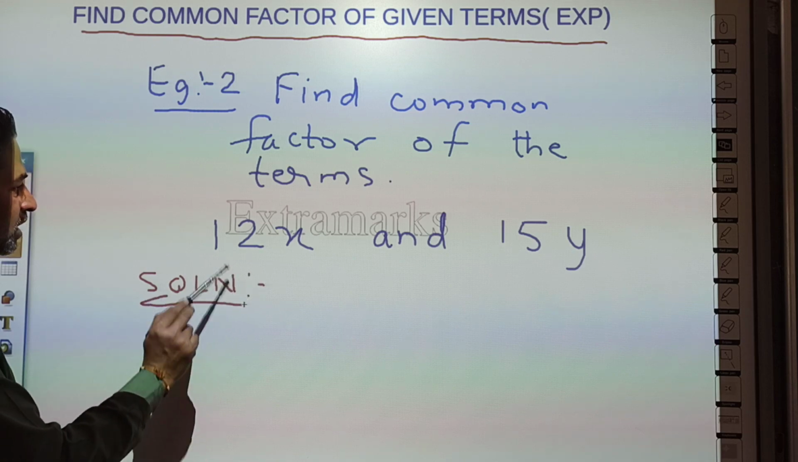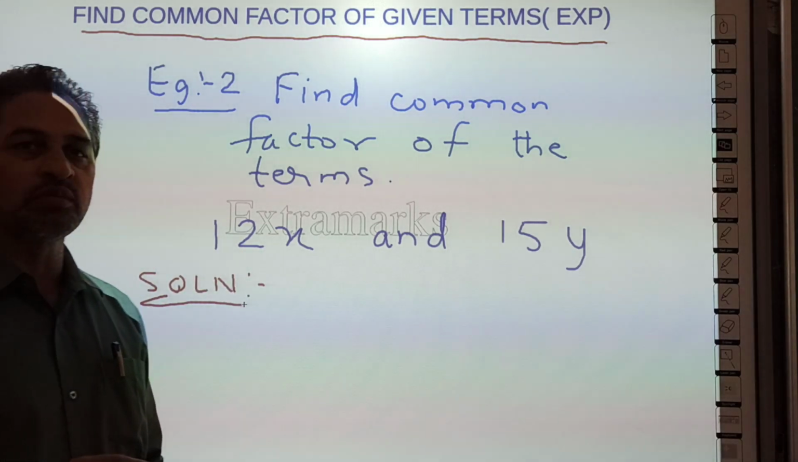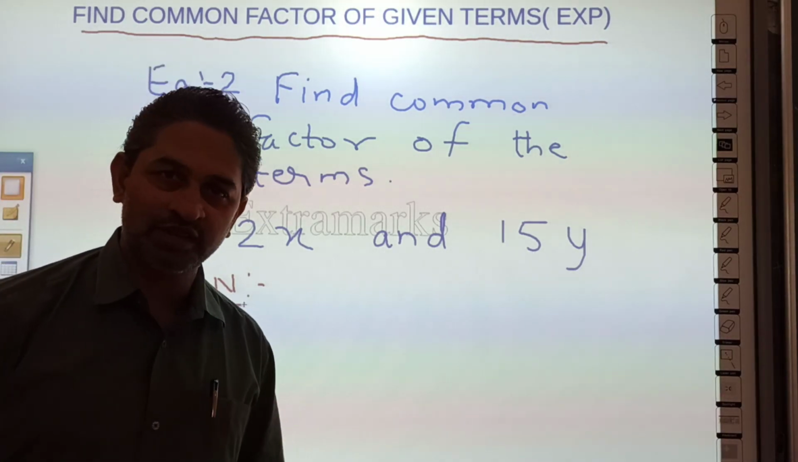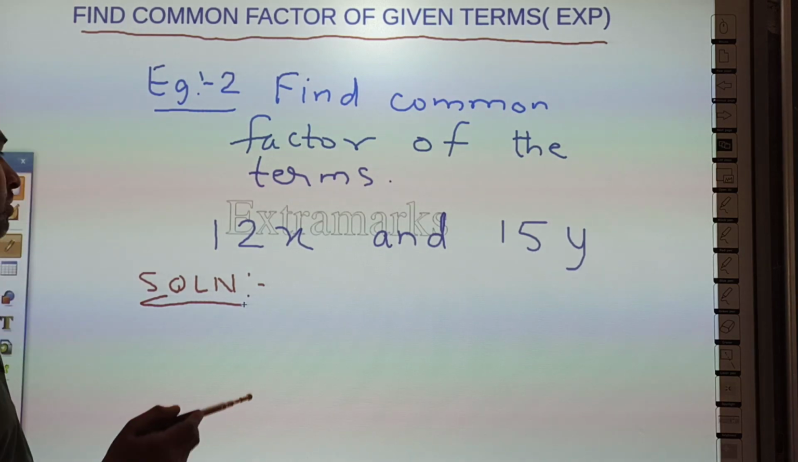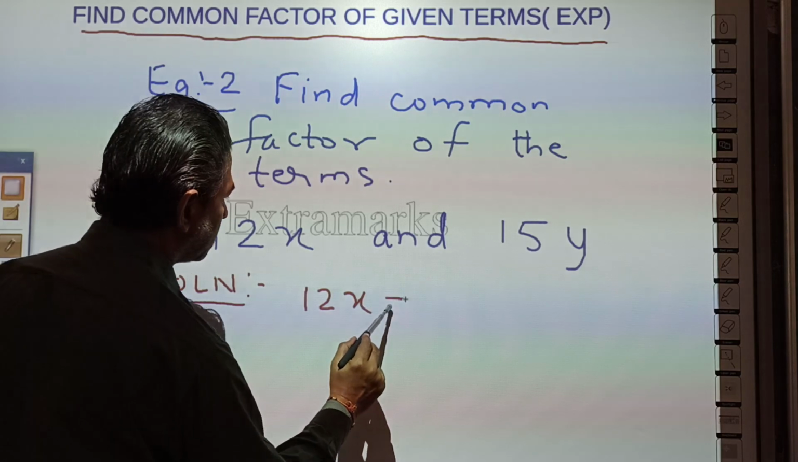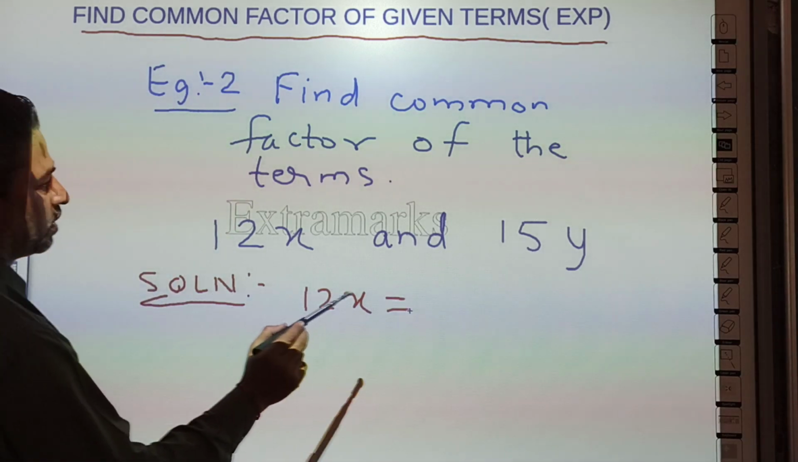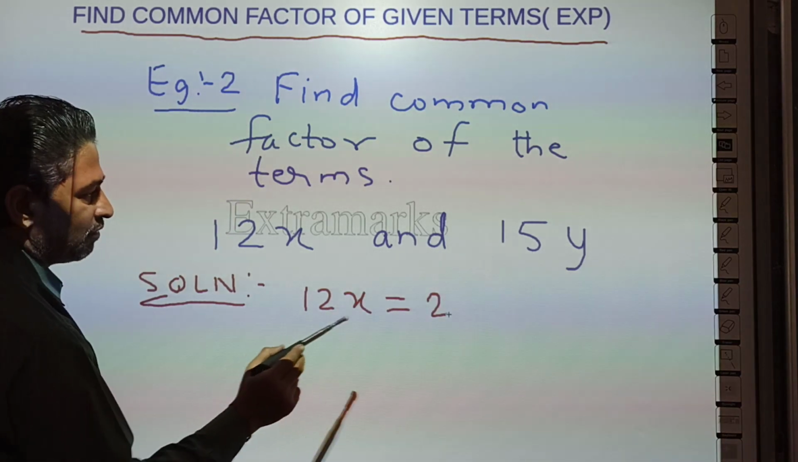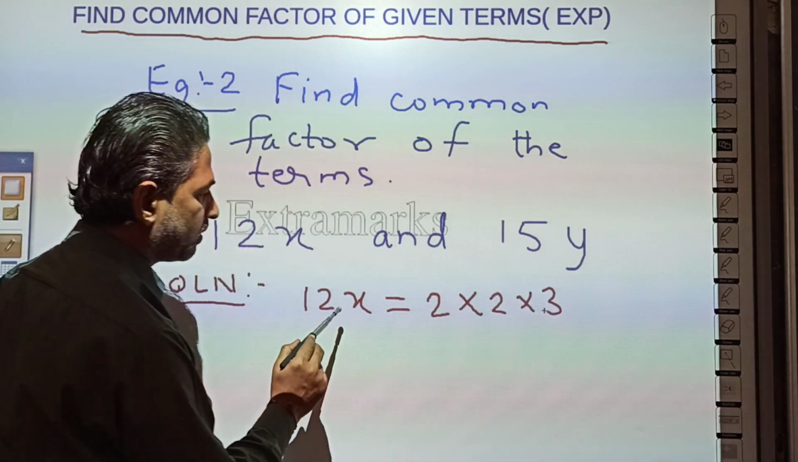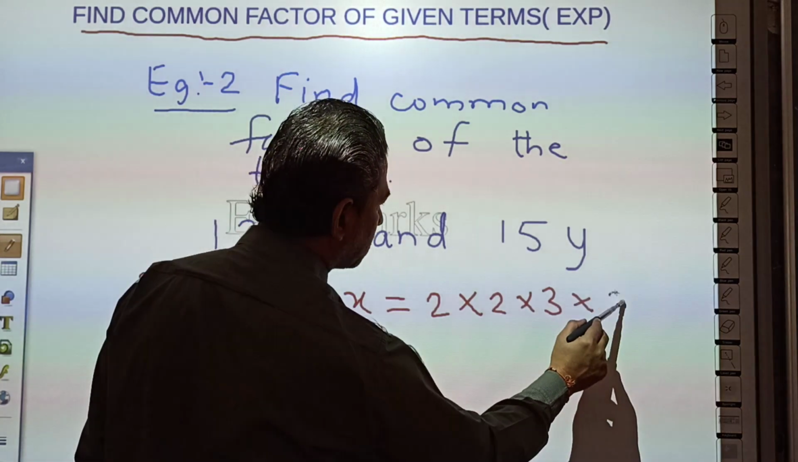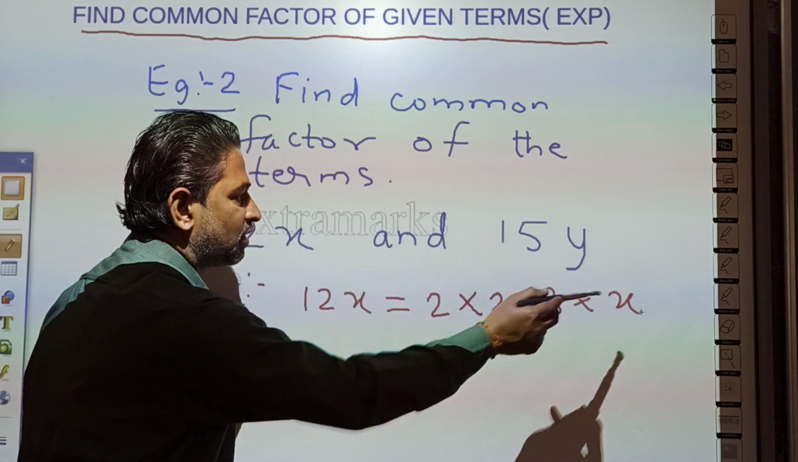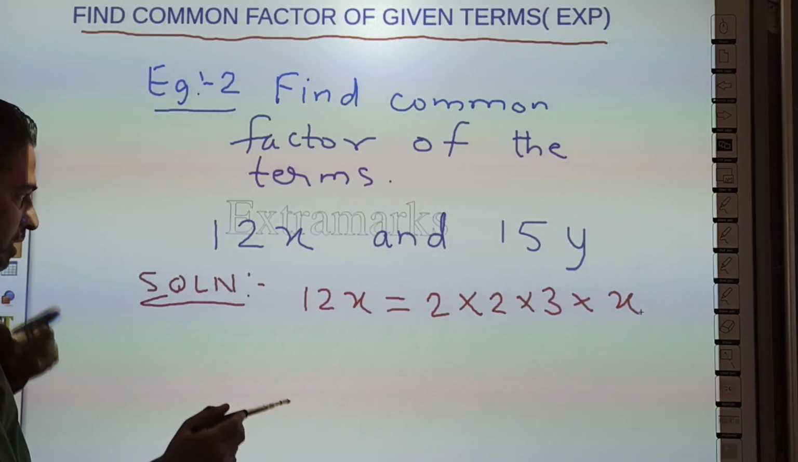We have to write the numbers. If we have large numbers, we have to write them in the form of product of prime factors. Prime factors के फॉर्म में लिखना है। तो पहले हम 12x को लिखते हैं, 12x is equal to 2, 12 is 2 into 2 into 3 into x, that is 12x. See, 2 2s are 4, 4 3s are 12, 12x is the product.